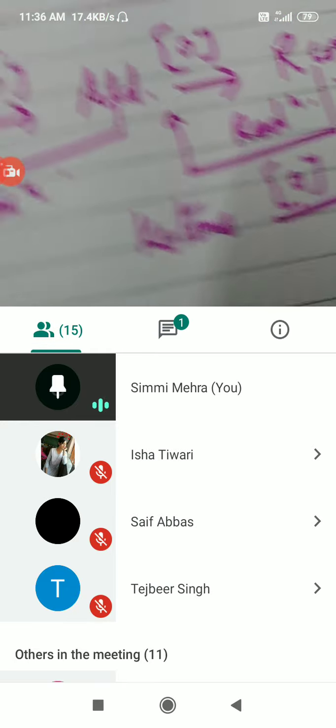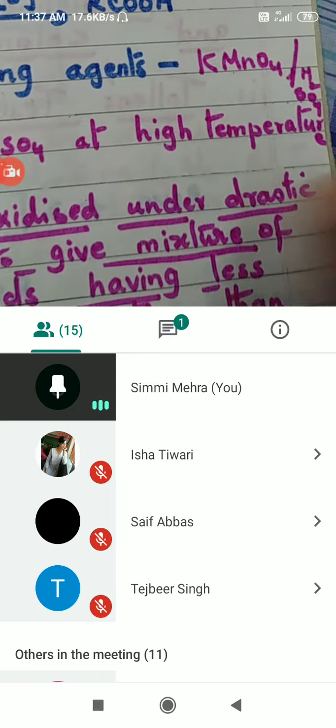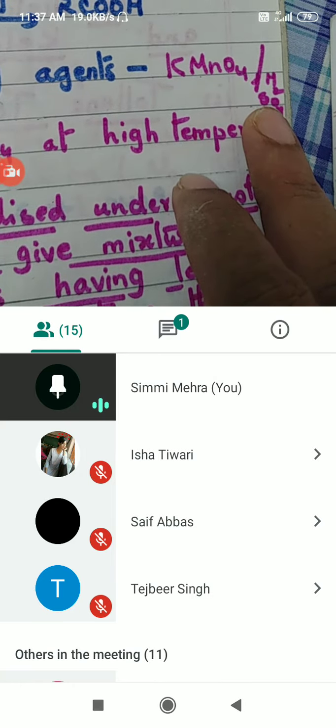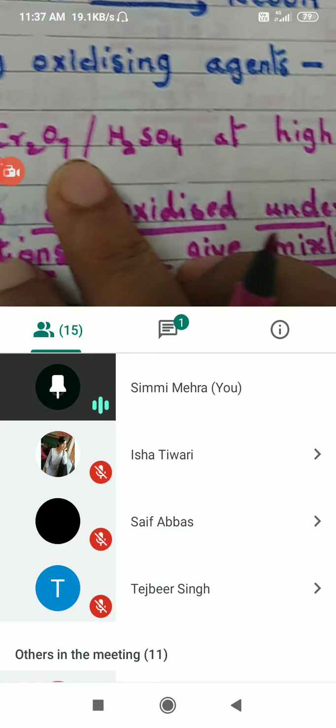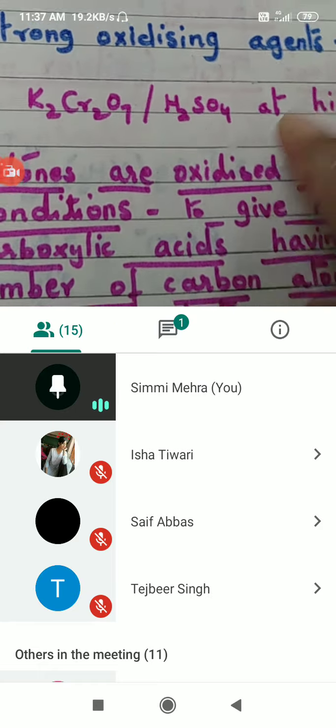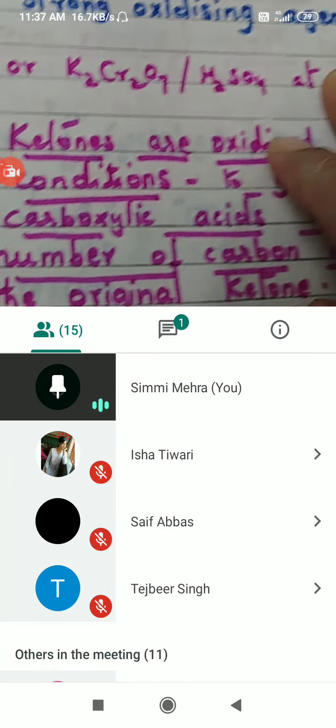Here we have got oxidation. Okay, an aldehyde on oxidation will form a carboxylic acid. With a strong oxidizing agent, like KMnO4 in the presence of H2SO4, that is acidified, or you can just put hydrogen ions over there. Acidified KMnO4, acidified potassium dichromate at high temperature. This I had just now told you. These are both very strong oxidizing agents.